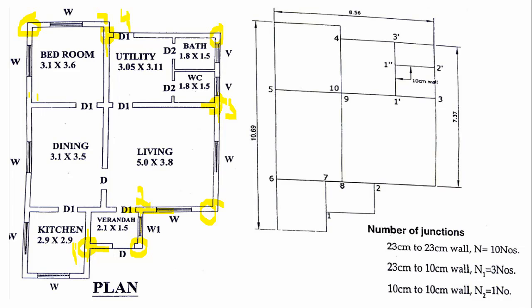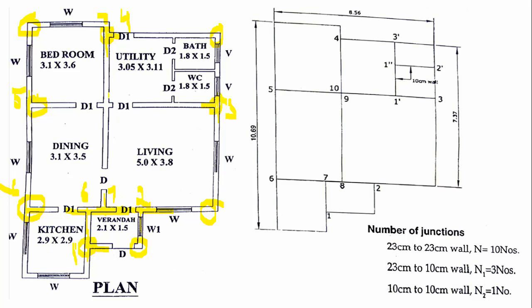Then next here, one main wall, one cross wall. Therefore here you will get the junction, that is junction number 5. Then next, main wall, cross wall, so here you will get one junction, that is junction number 6. Then next we will come to the interior walls. This is the main wall, this is the cross wall, therefore here you will get a junction. Then next, this is the main wall, this is the cross wall, so here you will get the junction.